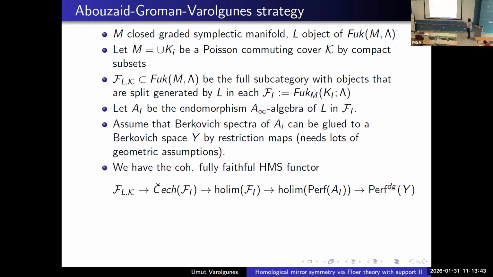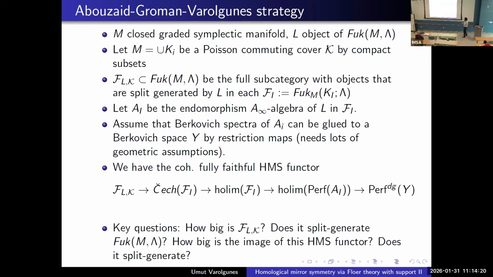And then, because we just chose it to be split generated, I have this functor from that homotopy limit to the perfect modules over that algebra AI. It's just the restricted Yoneda functor. I just test with that object. And then finally, this homotopy limit of these perfect modules is a DG enhancement of perfect complexes over this Berkovich space Y.